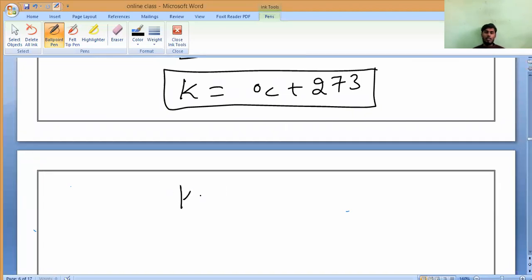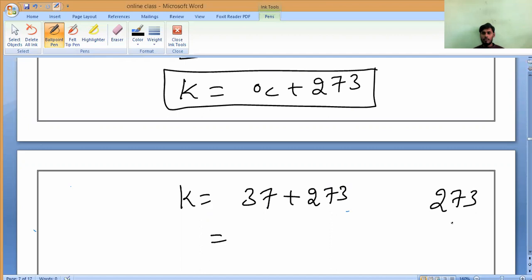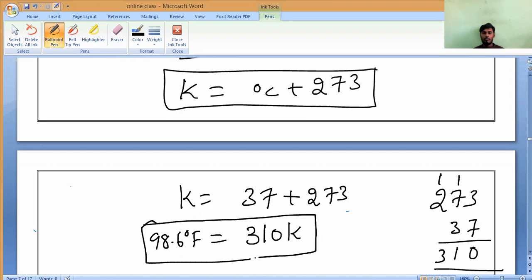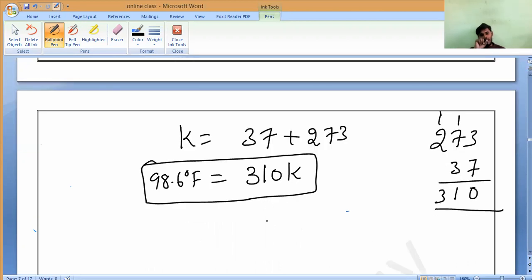So now you tell me. Kelvin scale is equal to 37 plus 273. Add it now and tell me how much. 7 plus 3, 10, plus 1, 11, and 3. How much is it? 310. So 98.6 degree Fahrenheit equals 310 Kelvin. Do you understand?